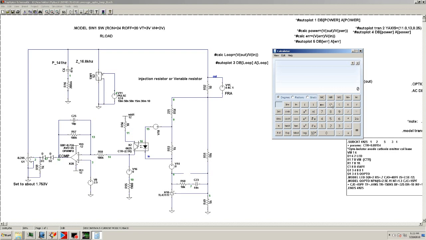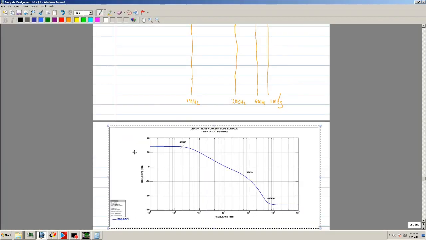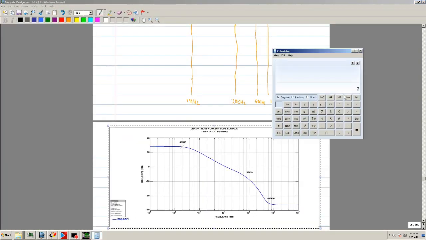let's find the time constant. Okay, so to find the time constant, what we're going to do is 1 divided by 2 pi, which is 6.28, times 438 hertz. We divide it or evaluate it. Okay, so now we have that.